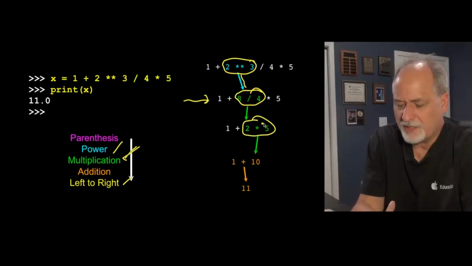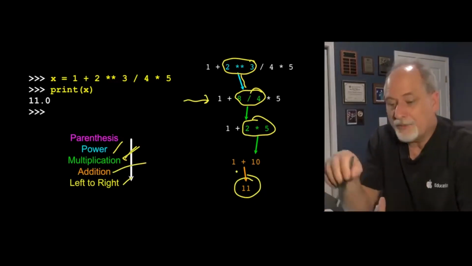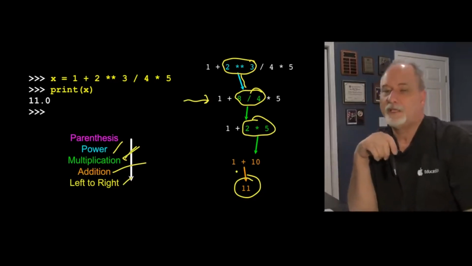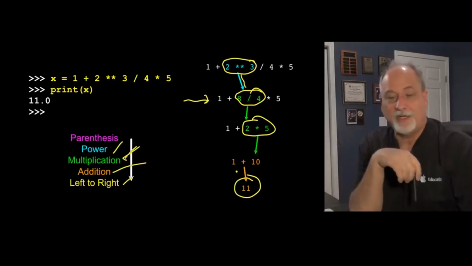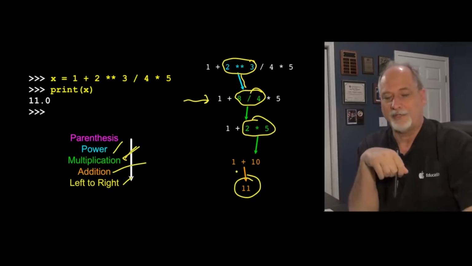2 times 5 becomes 10, I rewrite it again, and then 1 plus 10, addition is the lowest thing, and that's how we end up with 11. And so that's how I would do these problems if I ever saw the problem on an exam. And it's a fun problem to put on exams because there is one and only one answer, and every programming class has usually at least one slide about this stuff.